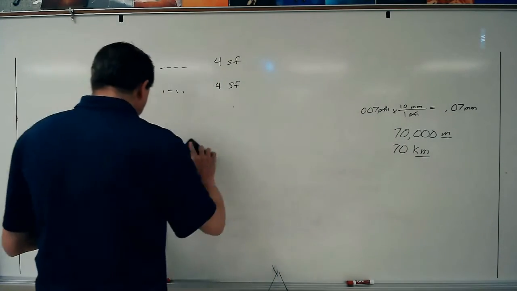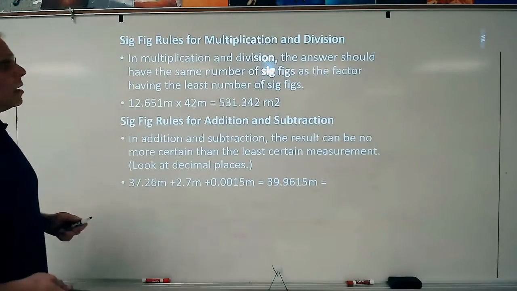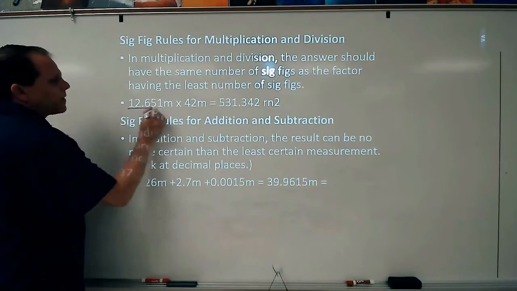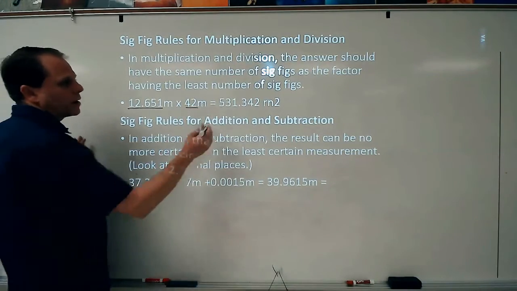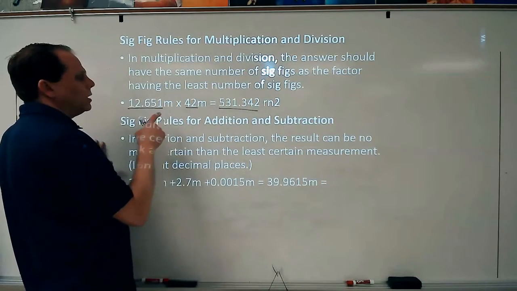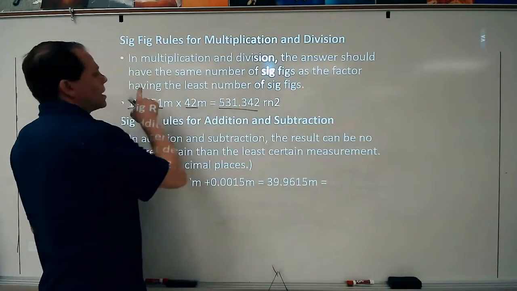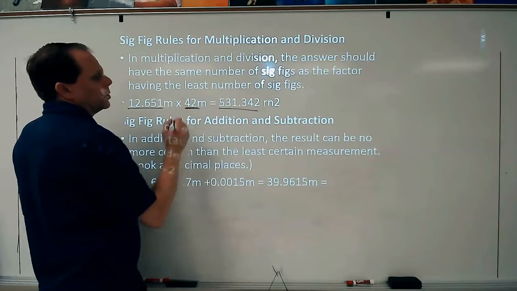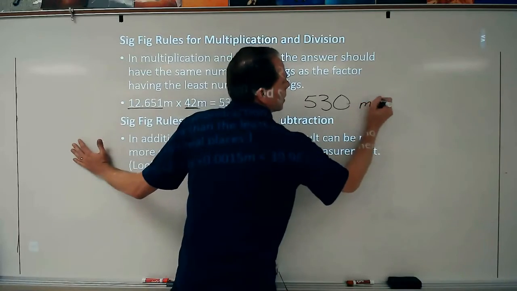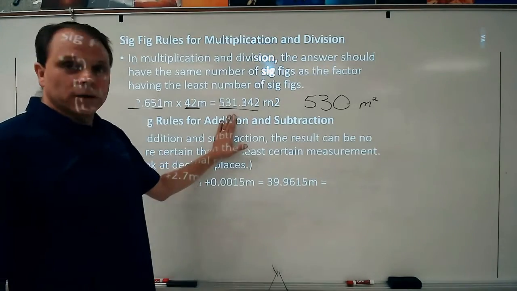And the next thing has to do with multiplication and division. Again, we kind of talked about this already, but in this case, I've got 5 sig figs and I've got 2 sig figs. My final answer here looks like it has 6 sig figs. That's not correct. That final answer can only have 2 sig figs. The rule says that it has to have the same number of sig figs as the factor having the least number of sig figs. In this case, 2. So my final answer here has to be 530 meters squared. Okay? And so 530 would have 2 sig figs. I'd have to round that 531 down to 530.